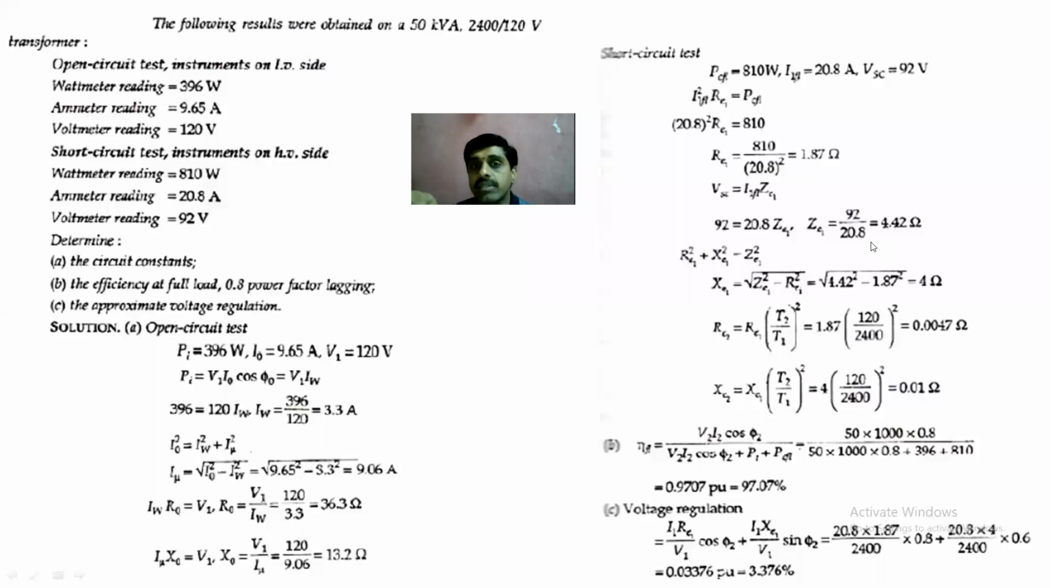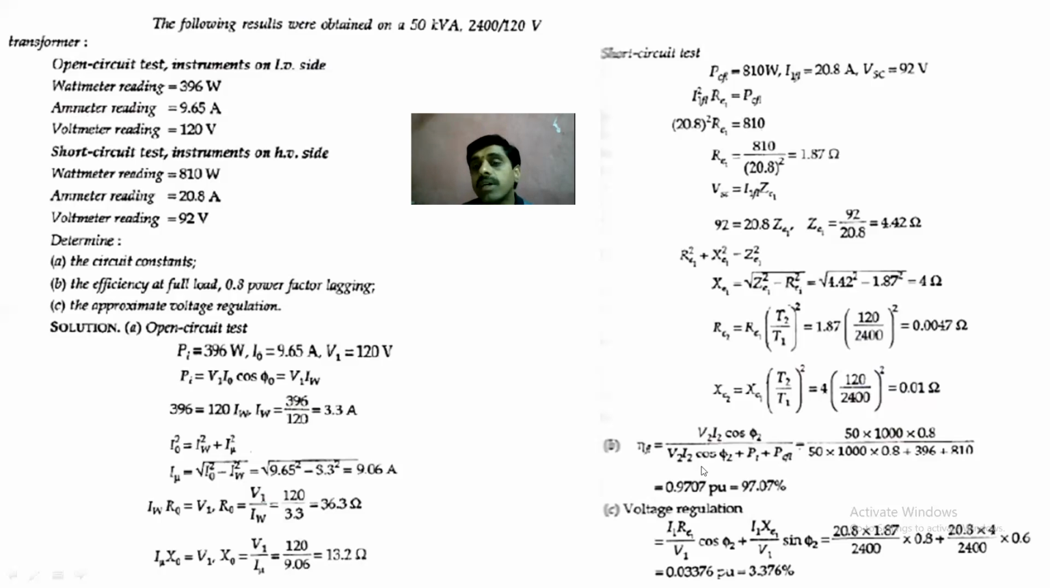But we want R02, X02. So that's why you convert R01, X01 into R02, X02 using the direct formulas: K square into R01, K square into X01. So this is a small difference in the data. That's why you should carefully read what data is given. After getting this R02, X02, we can proceed. The circuit constants they asked for are R0, X0, and generally R02, X02 from the short circuit test. So that's how we got them.